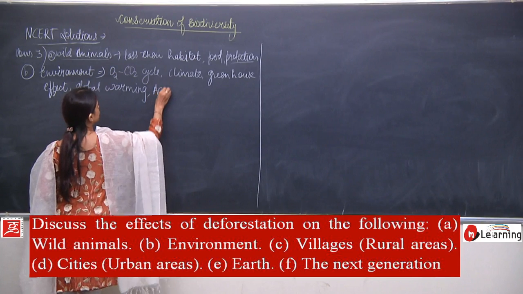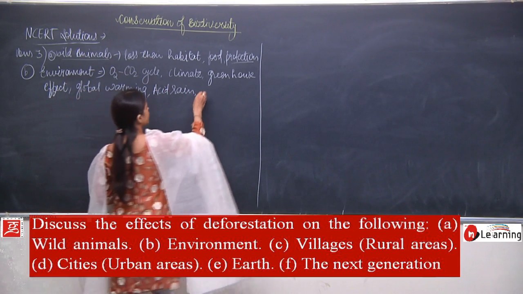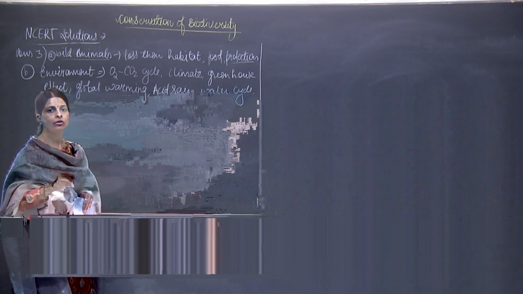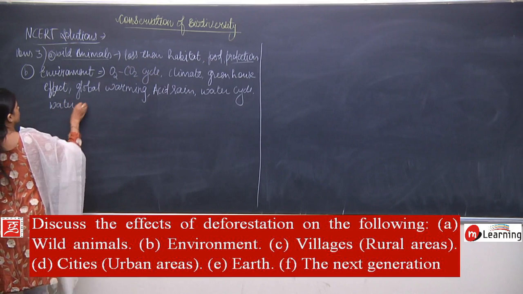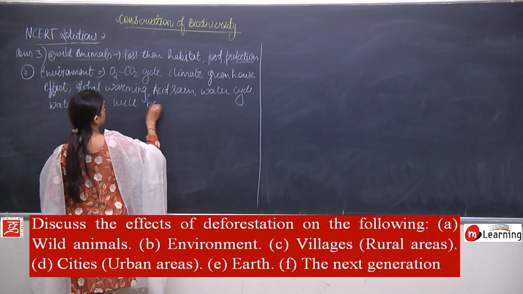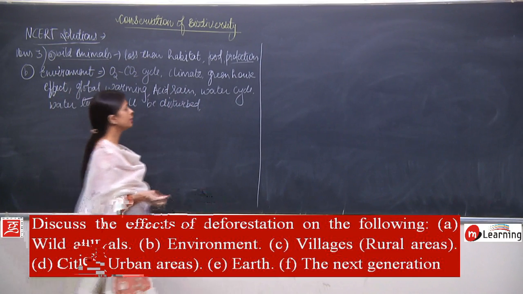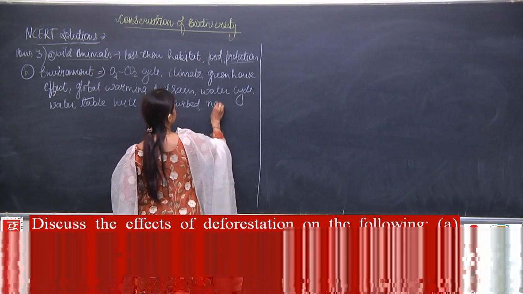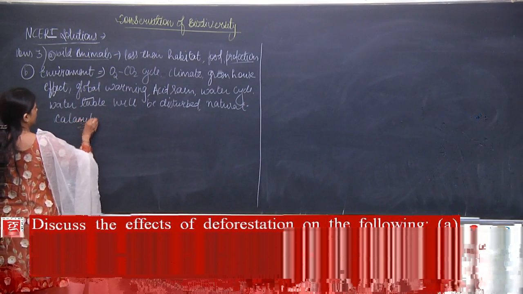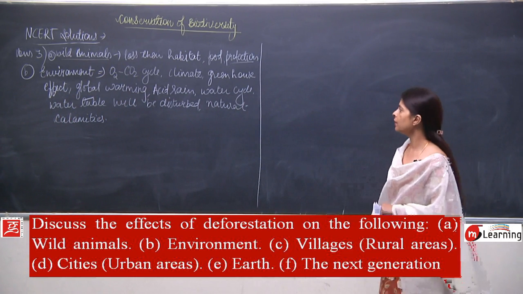It will also give acid rain. Then the water cycle will get disturbed. Plants won't be there to absorb the water, so the water table will be reduced. Whatever you know about deforestation, you can write over here. The water table will be reduced or disturbed. Natural calamities will increase. That means the drought and the floods and everything. So many problems will be there, so many. We cannot even imagine this.